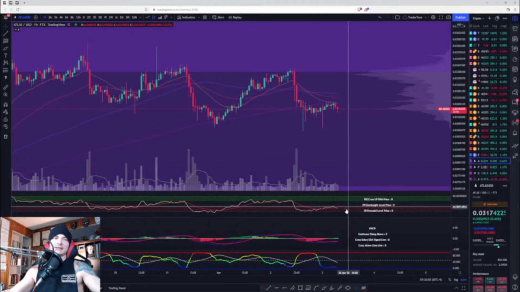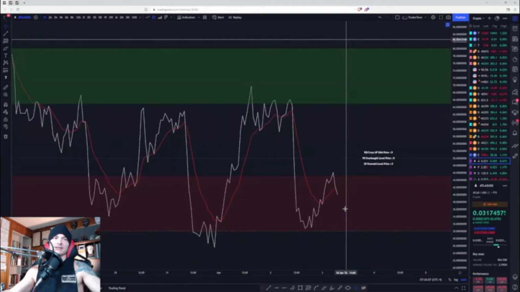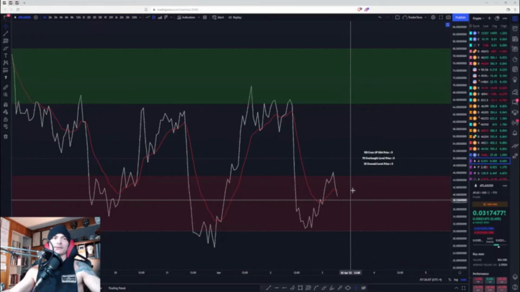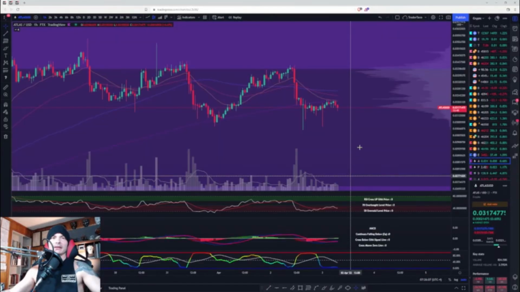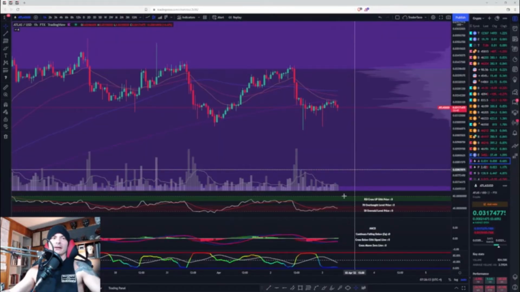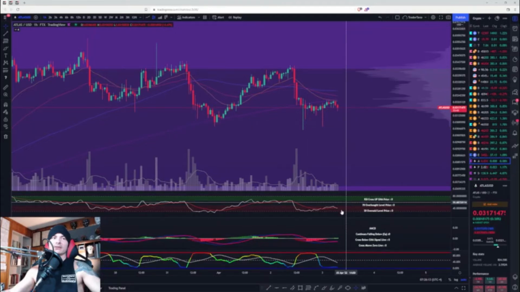RSI did just get a fresh cross of the signal line to the downside. And we just printed another, it's looking like it's going to resume down.